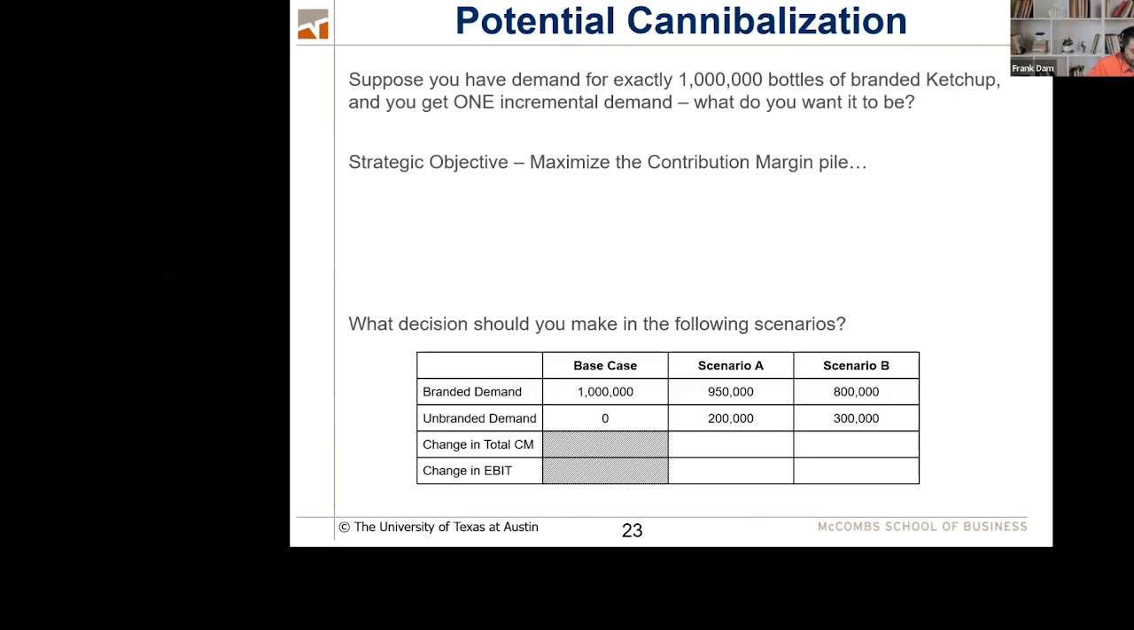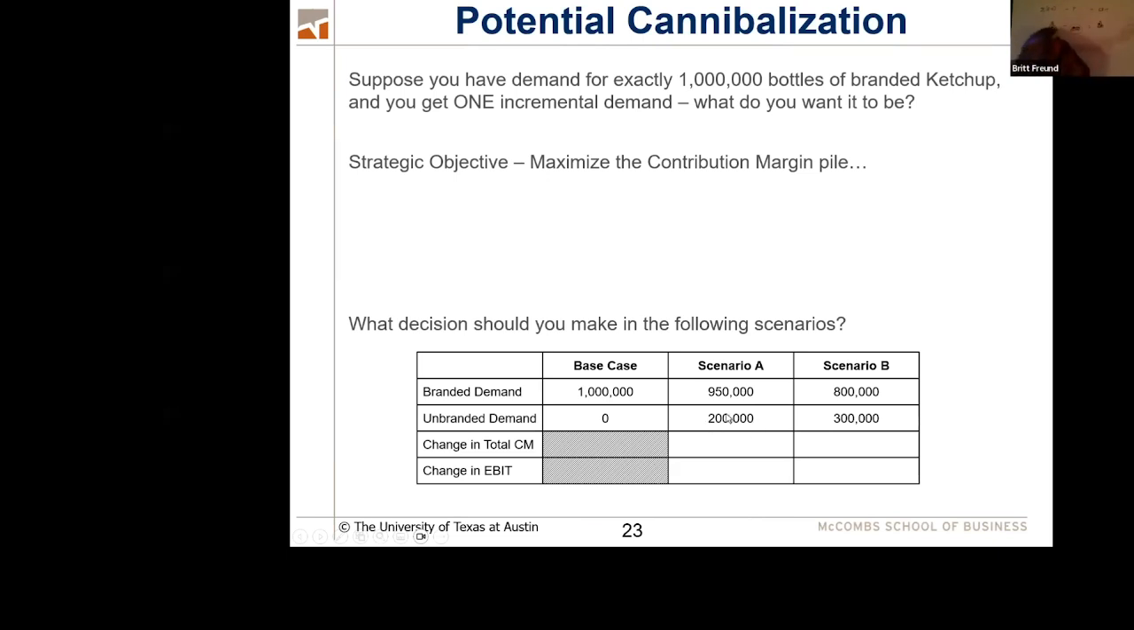So do you agree that for every Hunt's brand ketchup, I get to throw $2 on the contribution margin pile? Do you agree with that? Yes, correct. Likewise, do you agree for the HEB brand, I get to put $1 on the contribution margin pile? Do you agree? Yes. Okay, so now, we had our original contribution margin pile, the black pile here. Everybody agree? That black pile was the pile that was created when we sold our base case of 1 million. But now we're in a new case. It's 950,000 of the Hunts and 200,000 of the HEB.